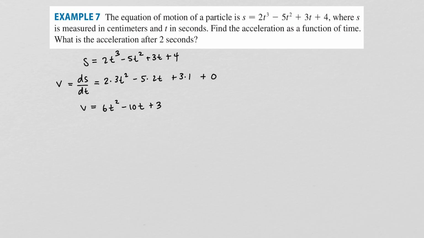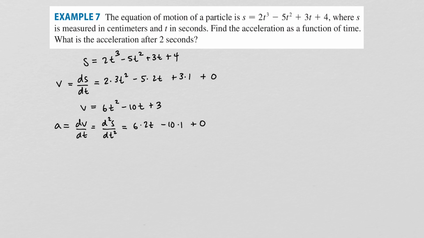But they ask about the acceleration. So then we need to remember that the acceleration function is the derivative of the velocity function. And the derivative of the velocity function is the second derivative of the position function. So to get the acceleration function, we just need to take the derivative of this velocity function, which is 6 times 2t minus 10 times 1 plus 0.